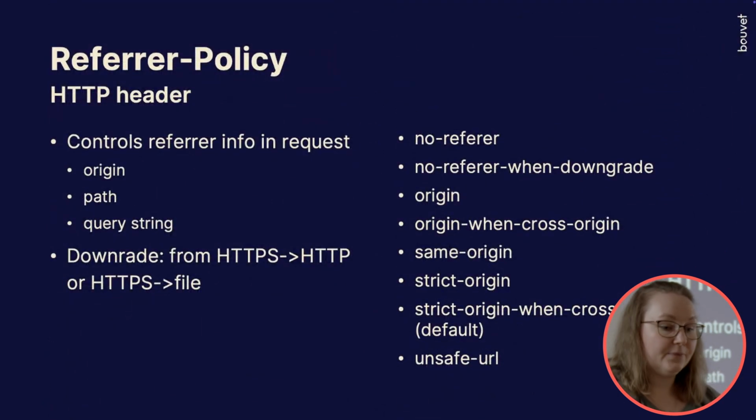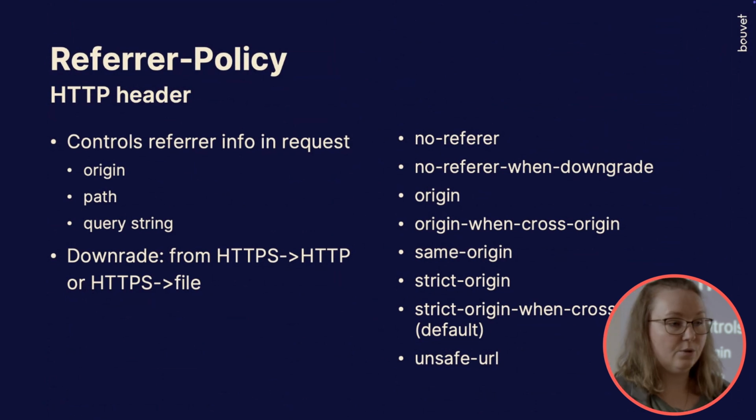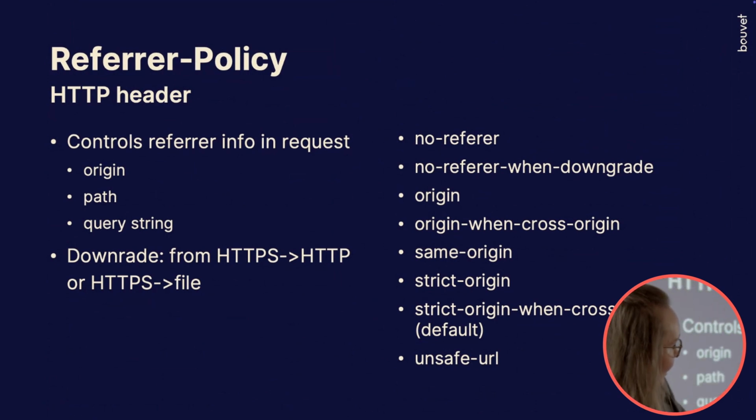Referrer policy, an HTTP header which controls referrer info in a request. The normal referrer info is the origin, path, and query string. The downgrade keyword that you can see in some places here refers to going from HTTPS to HTTP or HTTPS to a file. I'll not go through everything here because I don't have the time, but no-referrer means that you don't include any of these.